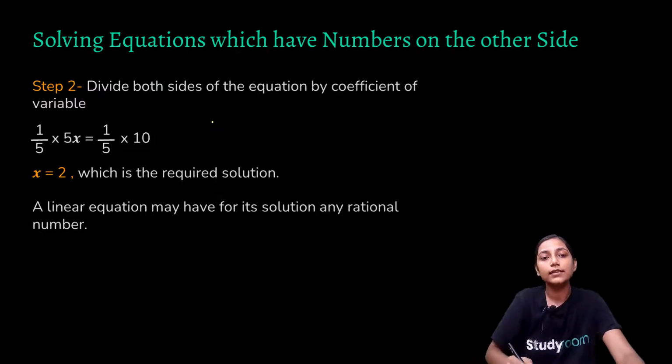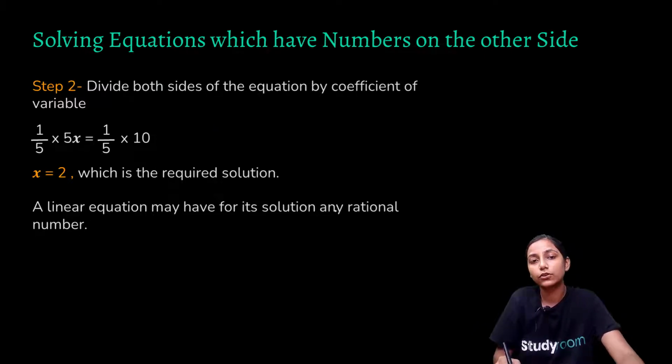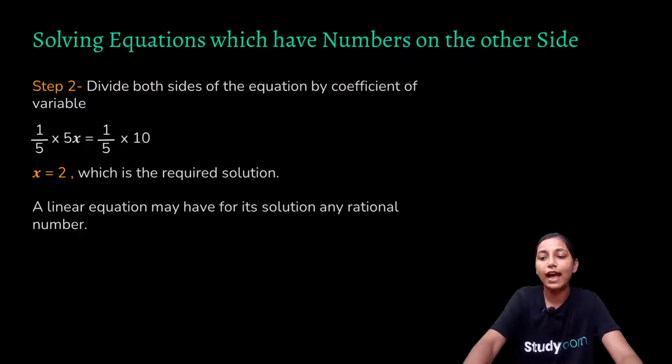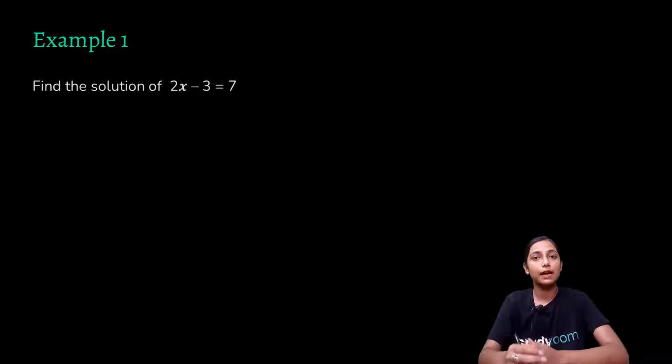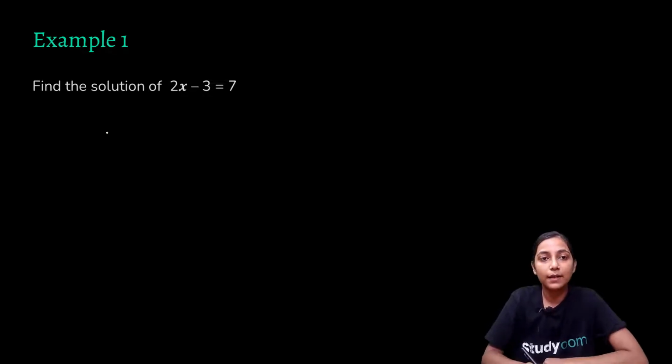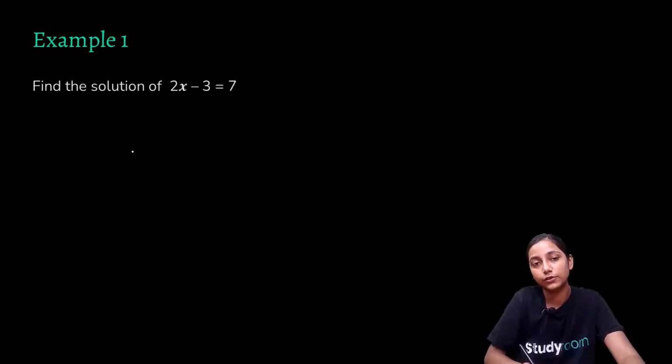Now it's written that a linear equation may have for its solution any rational number. A linear equation can have any rational number as its solution. Now let's do some examples on our own and make this concept more clear. Here we have an example. We need to find the solution of 2x minus 3 equals 7.